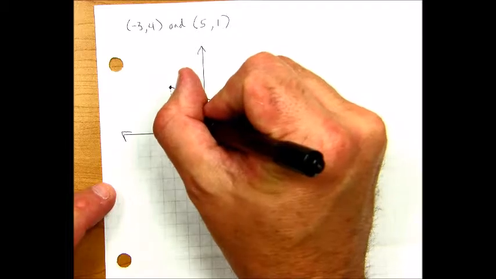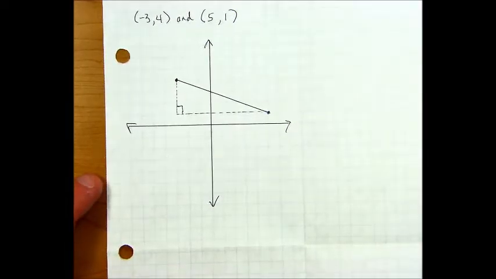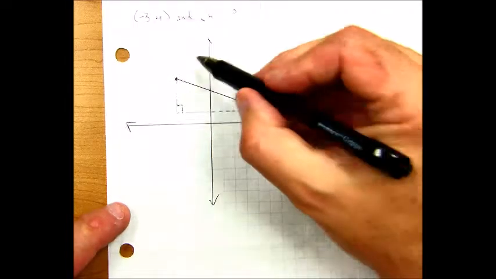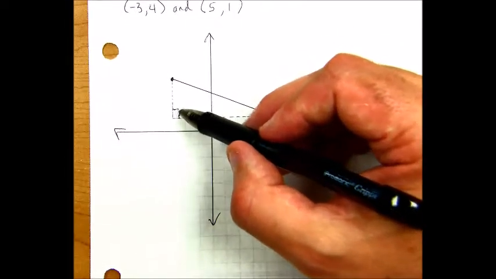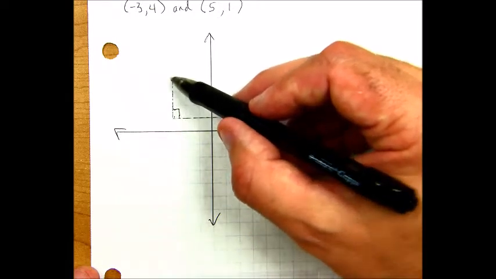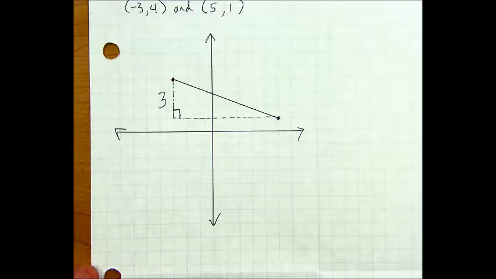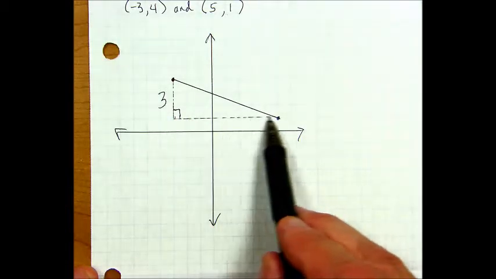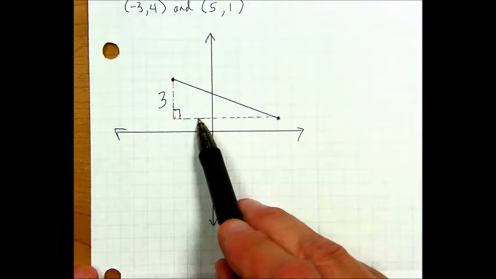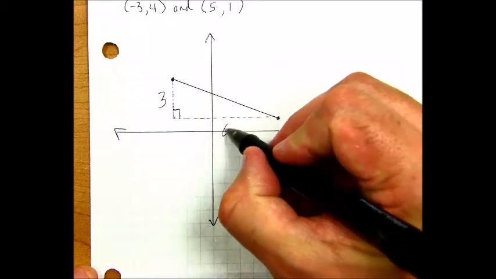This is a right triangle. If it's a right triangle, then I can use the Pythagorean theorem. This is a vertical line, so I can measure vertically how far that is. That is 1, 2, 3. This is horizontal, so I can measure that. It goes 1, 2, 3, 4, 5, 6, 7, 8, 9, 10.